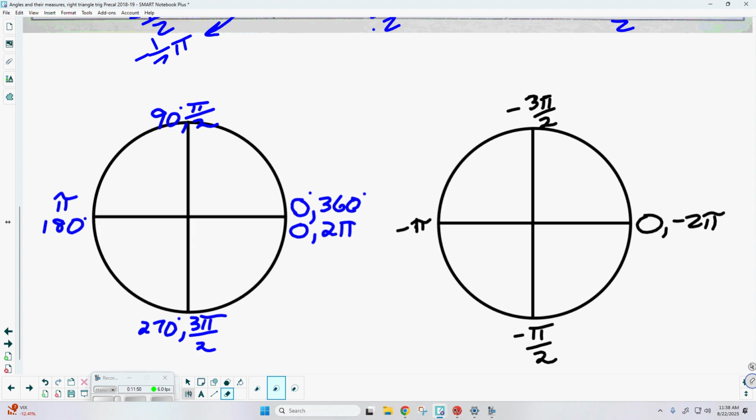27 pi over 4 is our next one. Okay. Now this one's improper. It is positive. Okay, so we're going to be rotating counterclockwise. Excuse me. It is definitely improper. Okay, so try it again. Let me give you a few seconds. Sketch this on your paper.